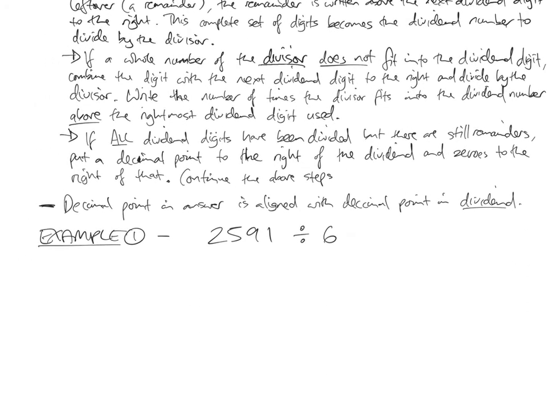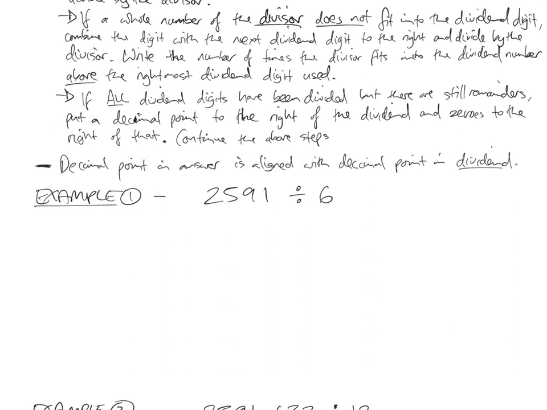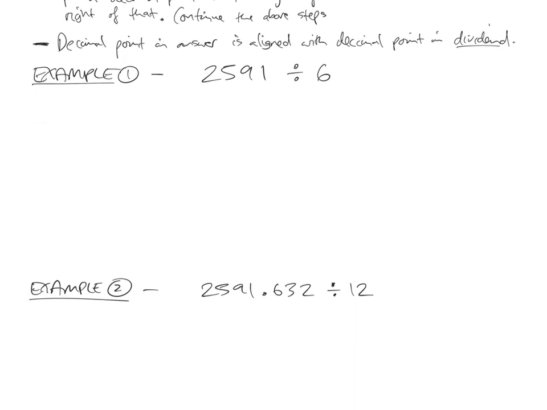Lastly, the last rule with divisions is the decimal point in the answer is lined up with the decimal point in the dividend. So if your dividend has a decimal point, let's say here, well, the quotient, the answer, is going to have a decimal point in that same place as well. So let's run an example here. Let's run a few examples here.